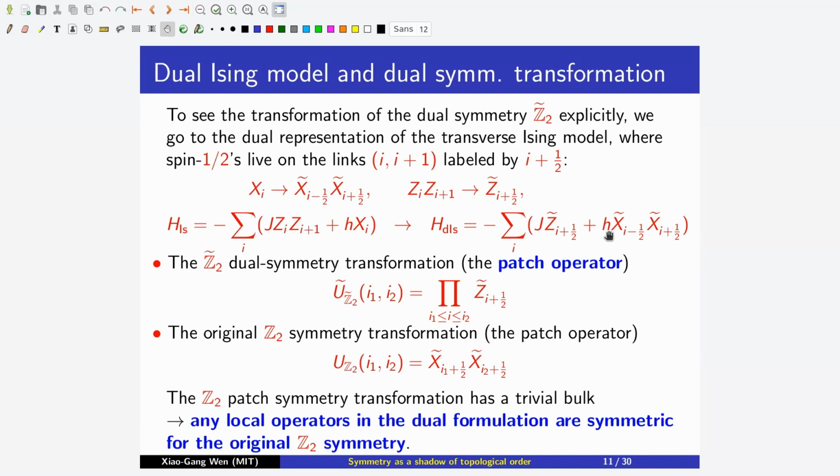In the dual model, the original Z2 symmetry cannot be broken, no matter what kind of local operator you add in the dual model. It's an unbreakable symmetry in the dual model. So now you can see that things get very symmetric. And so therefore this dual symmetry seems okay.